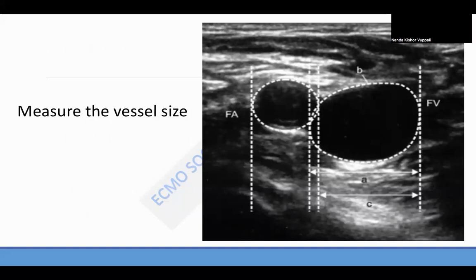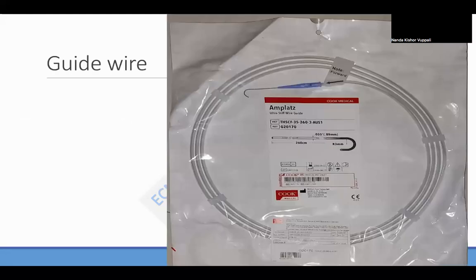What we tend to do is measure the vessel size on the ultrasound. That gives a rough diameter of the vessel, and that gives us some idea of what kind of cannula I can choose. Usually cannulas mention the outer diameter of the cannula on the mark. It usually says what the diameter of the cannula is as well. So that helps us to choose the right size of the cannula.